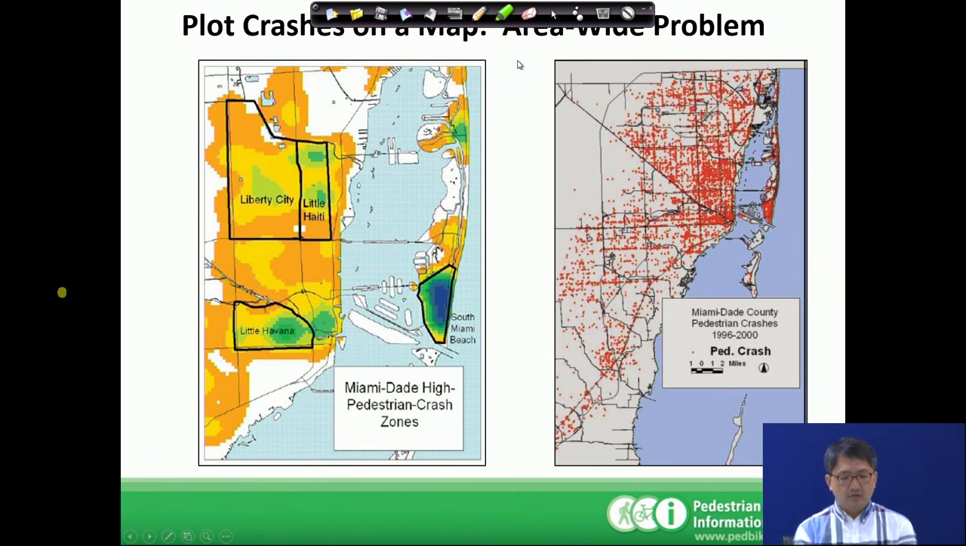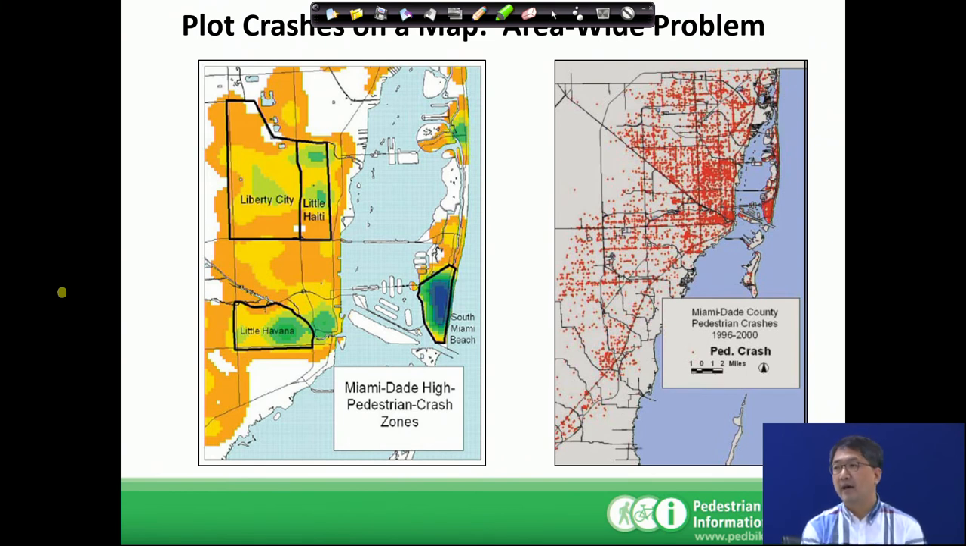So this shows the areas with different pedestrian crash data, and one is showing very high pedestrian crash data and different levels of crash data. So a lot of crashes are happening, and you can properly identify where the problems are. Again, the number of crashes is not everything.